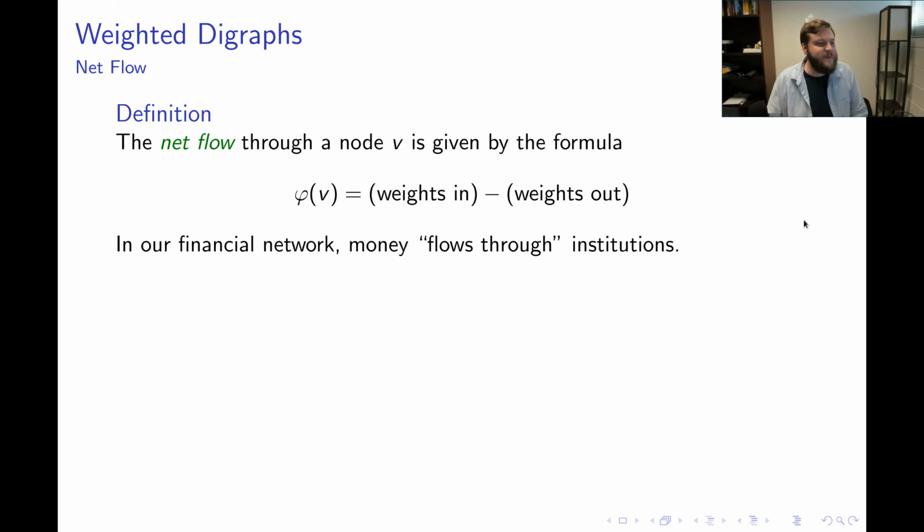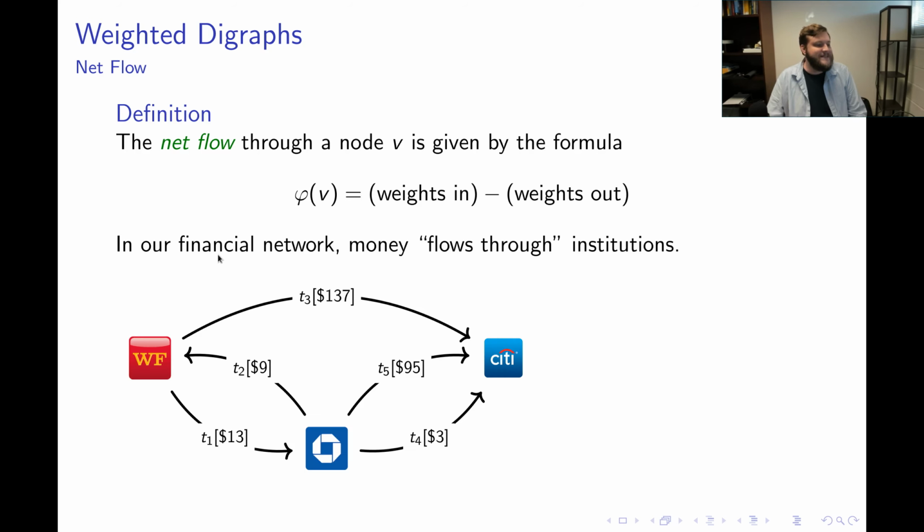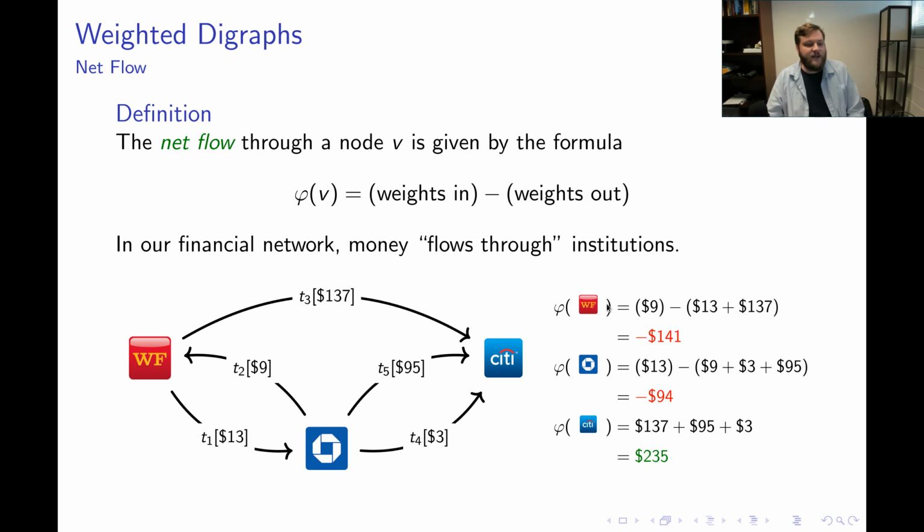I think this is best understood through an example. So if we go back to our financial network, the idea is that there's money flowing through all of these institutions. And when we calculate net flow, what we're doing is we're calculating the net money that moves through any particular institution. So let's calculate all three of the net flows in our example here.